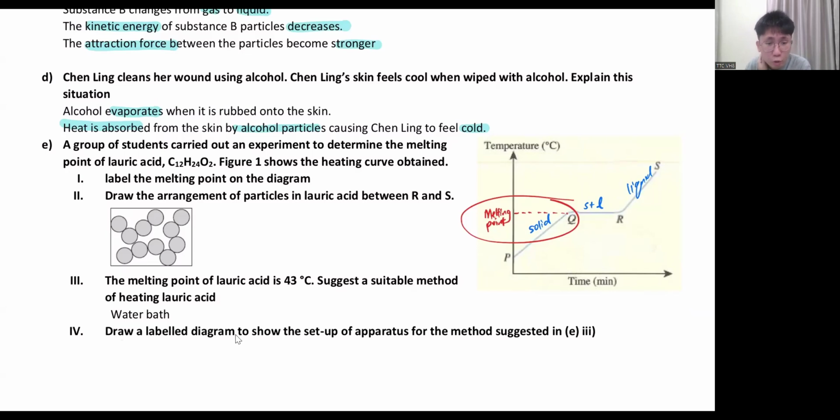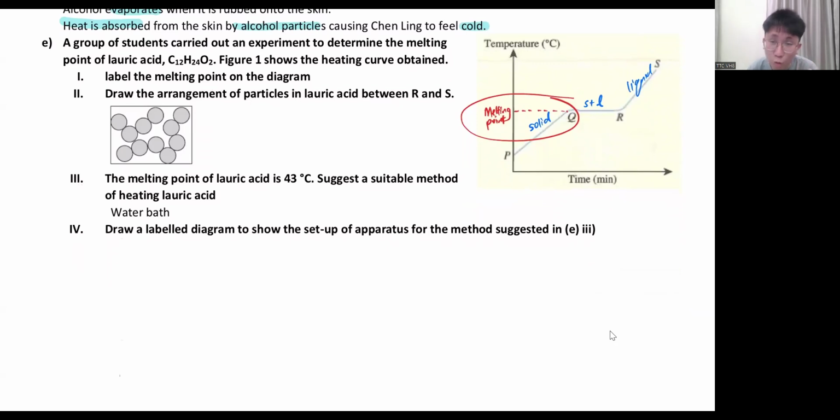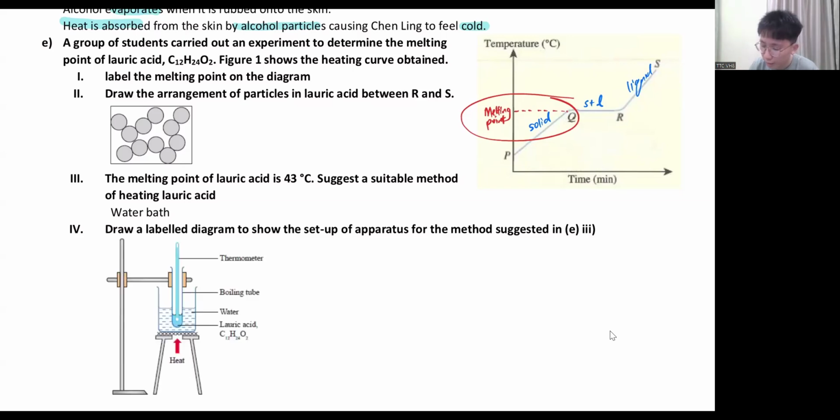Draw a labelled diagram to show the setup apparatus for the method suggested. Guys, I know most of the questions you do, they give you a diagram, then they ask you questions. But sometimes, if your teacher wants to make your life harder, they want you to draw. So how do you imagine it? You're going to have a beaker with water as the water bath, and then a boiling tube in the middle, and a thermometer inside the boiling tube with your chemicals, and at the bottom a tripod stand with a Bunsen burner. But you don't have to draw the Bunsen burner, okay? Just draw an arrow pointing up, and label it heat. So we can do something like this.